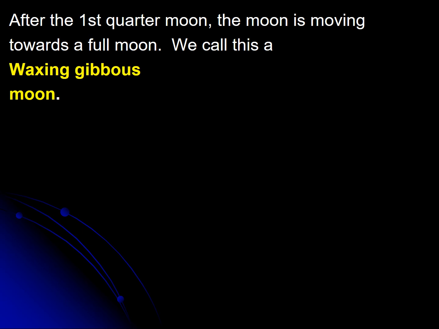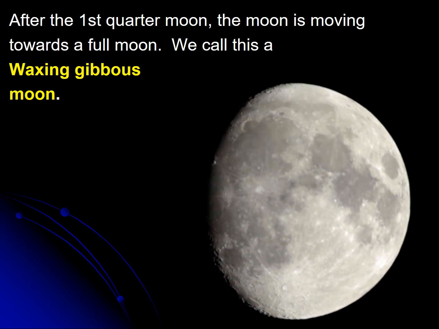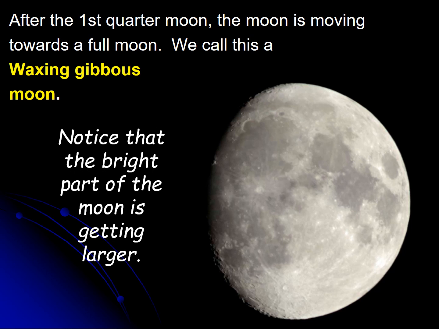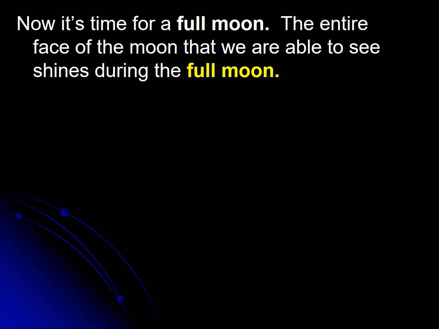After the first quarter moon, the moon is moving towards a full moon. We call this a waxing gibbous moon. Notice that the bright part of the moon is getting larger and larger. Now it's time for a full moon. The entire face of the moon that we are able to see shines during the full moon.